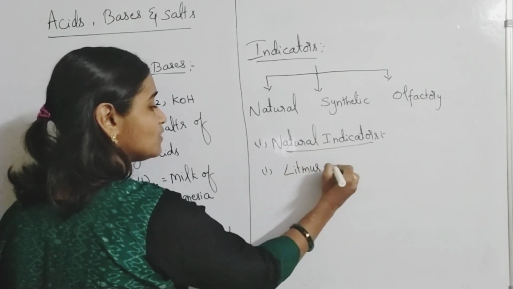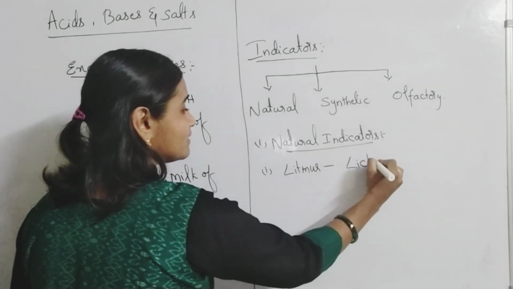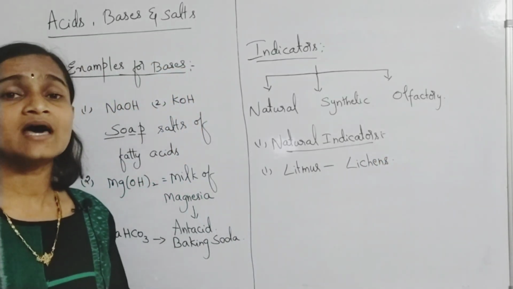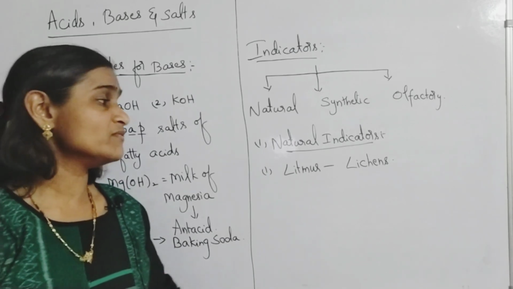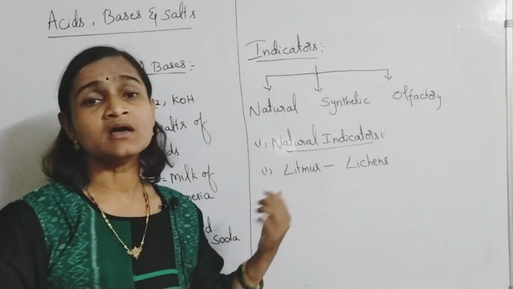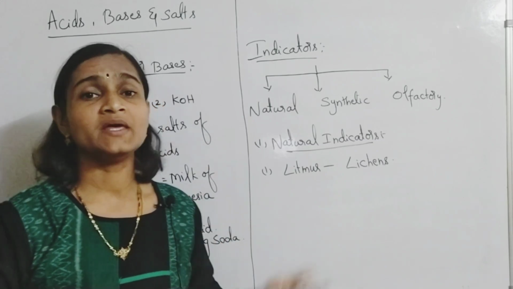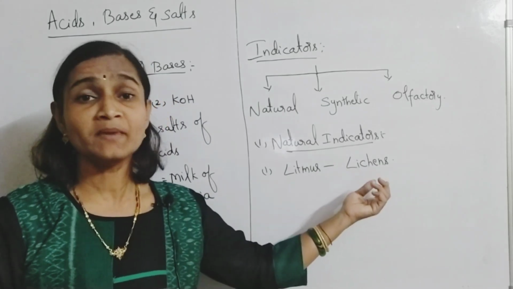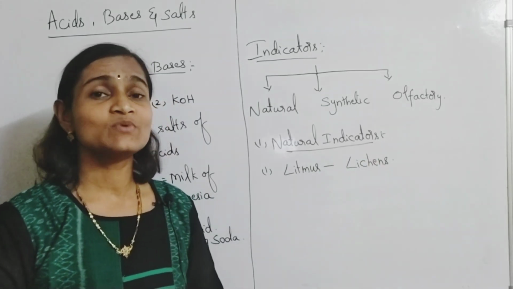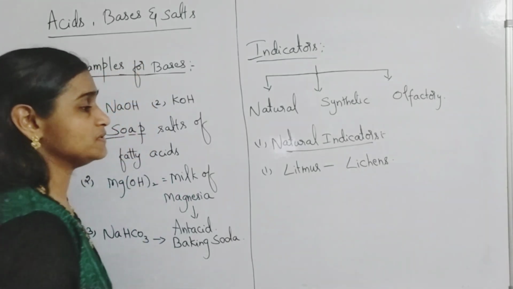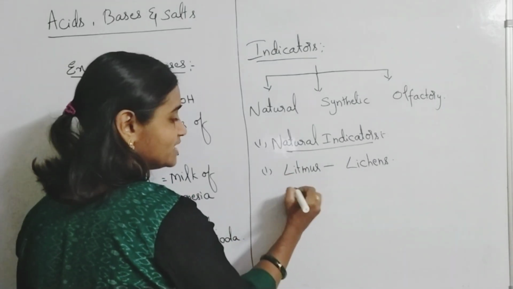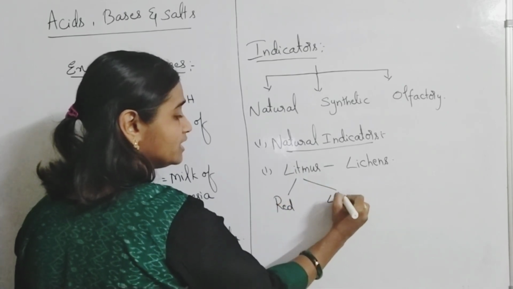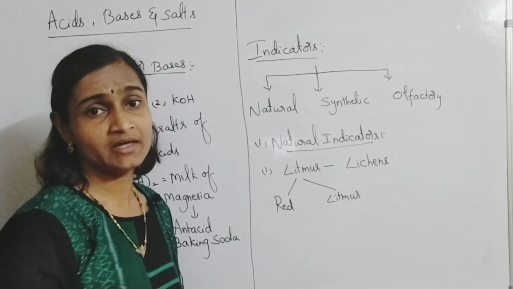Litmus papers are obtained from lichens. Now you all have learnt about lichens in biology. Lichens are symbiotic plants from which you can extract litmus solution or litmus papers. You can prepare it from a thallophytic symbiotic plant which is called what? Lichens. These litmus papers are of two types, red and blue litmus papers. You all know about this. You were learning about this from class 7 itself, isn't it?